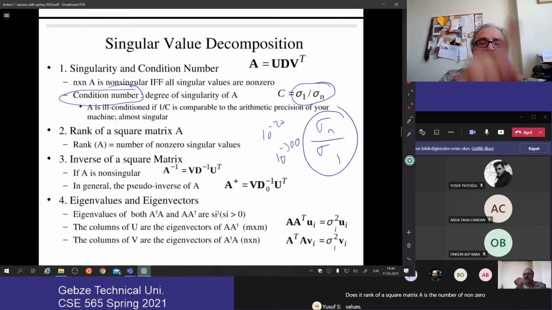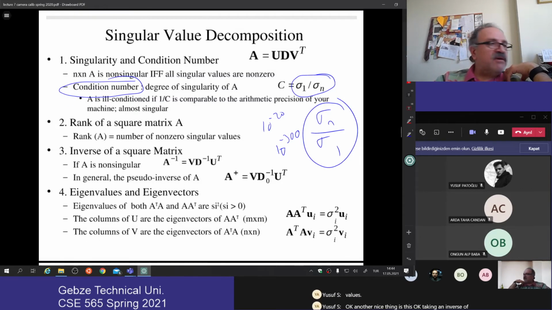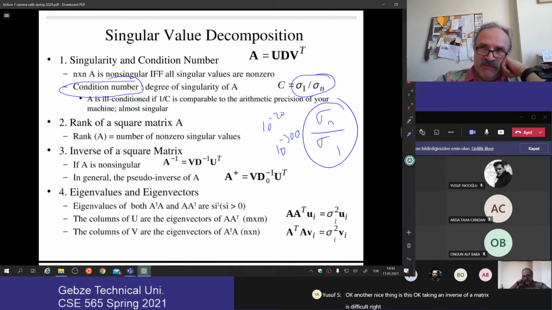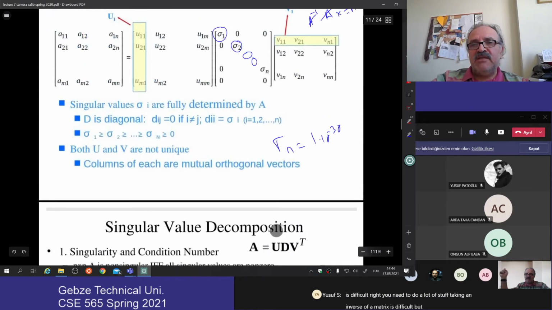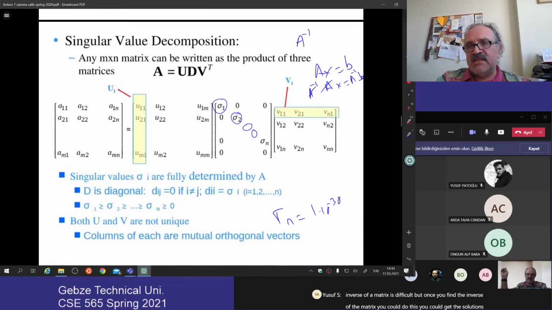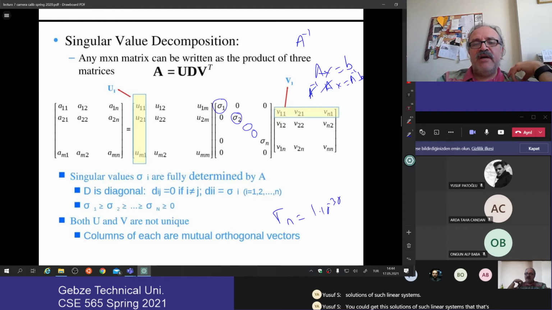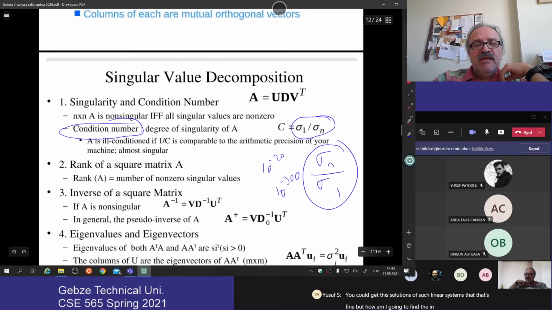Okay, another nice thing is this. Taking an inverse of a matrix is difficult, right? You need to do lots of stuff. But once you find the inverse of the matrix, you could get the solutions of such linear systems. That's fine. But how am I going to find the inverse of a matrix? This is what you do.